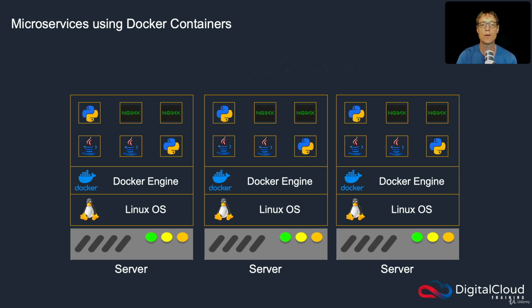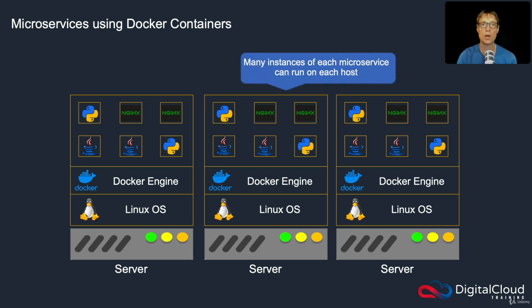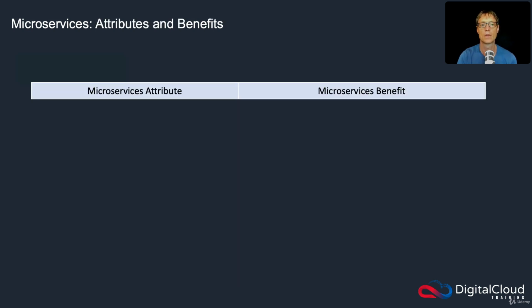So you could have multiple instances of each microservice on a single host, or you could spread them across multiple hosts. So you've got lots of options. And remember, containers are super fast to deploy. So if something fails, you can redeploy it much more quickly. And they're also low in terms of their usage of underlying resources. So let's have a look at some of the attributes and benefits of microservices.